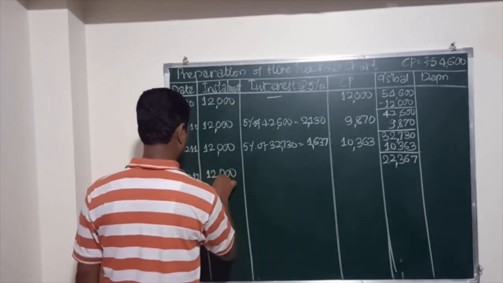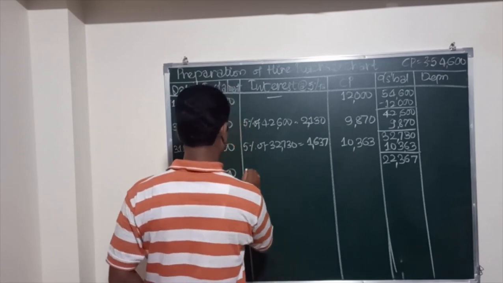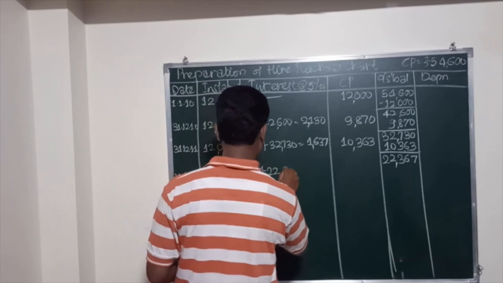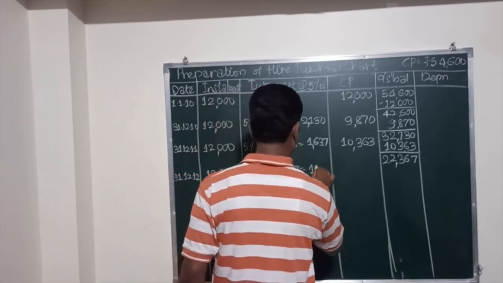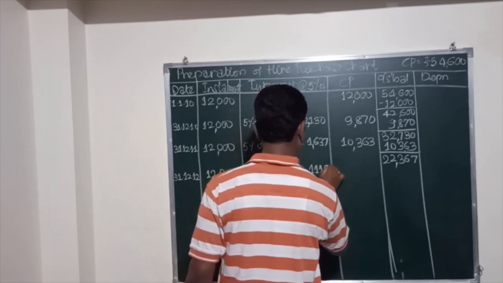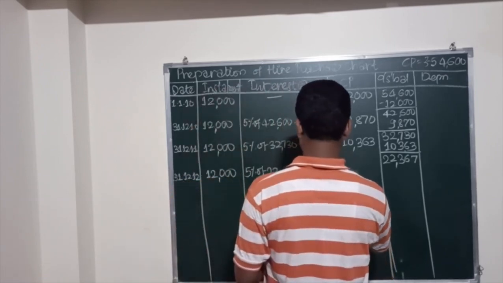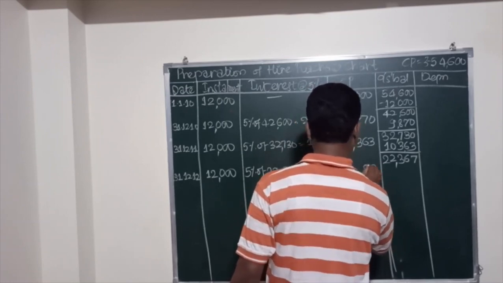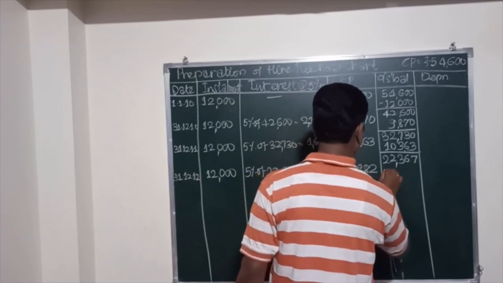So on 31st December 2012, the third installment becomes due for payment. So 12,000 here. Then when you calculate interest, 5% of 22,367 comes to rupees 1,108. So when you subtract here, you will get 10,882.